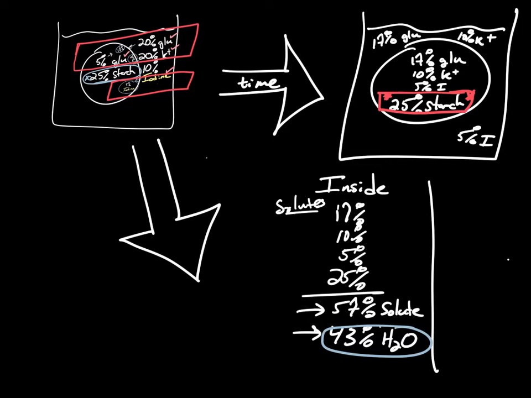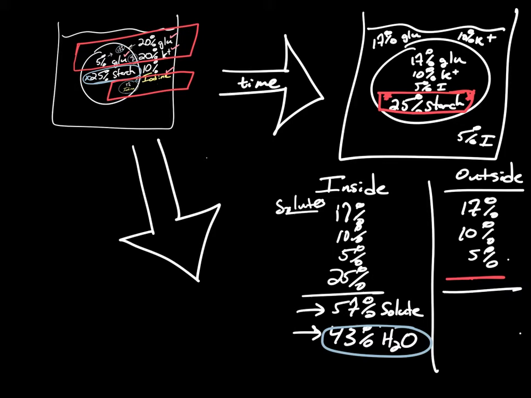So we have here 43% water. Does everybody see that so far? Do you agree? Any questions? Okay. So now we do outside. Let's take a look at outside, and we have 17%, 10%, 5%. Do we have the 25%? No, we do not. See, that's the difference. There's no 25%. So add this. This is what? 32% outside, and then therefore, what's the percent water?